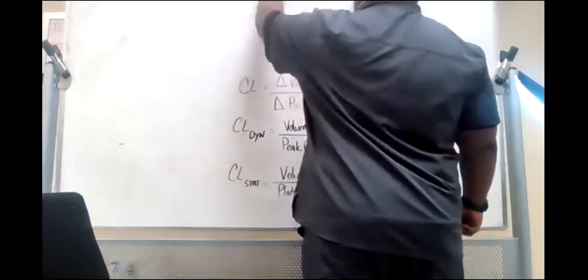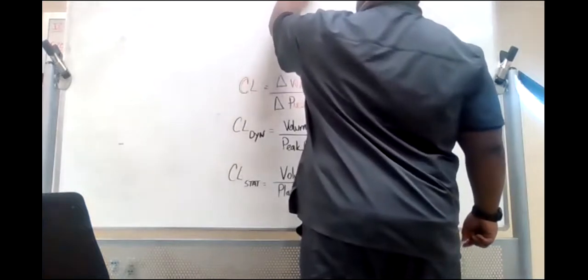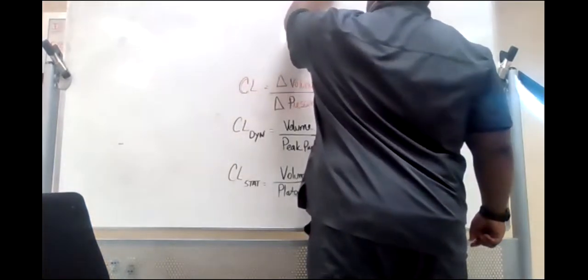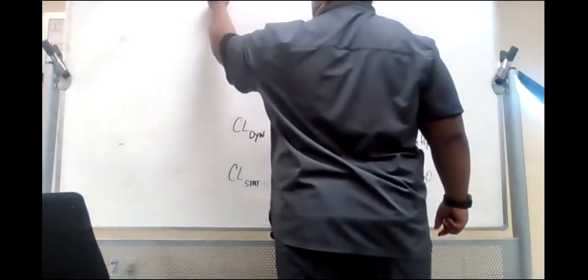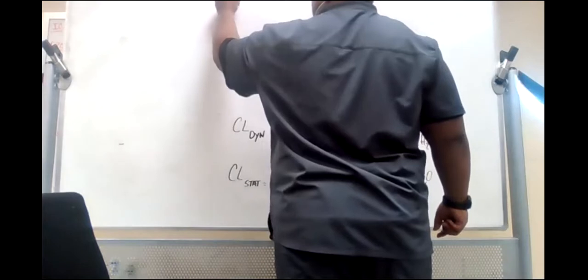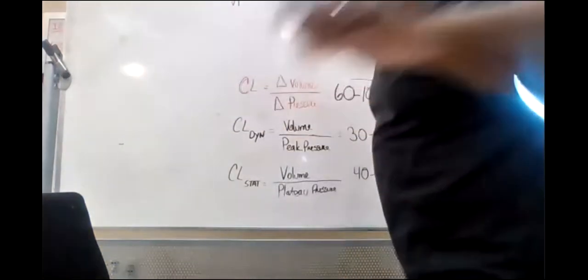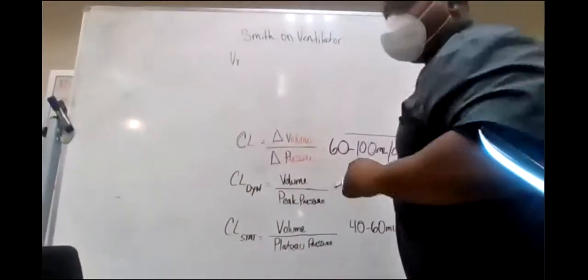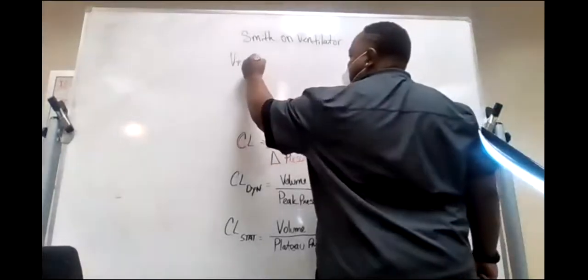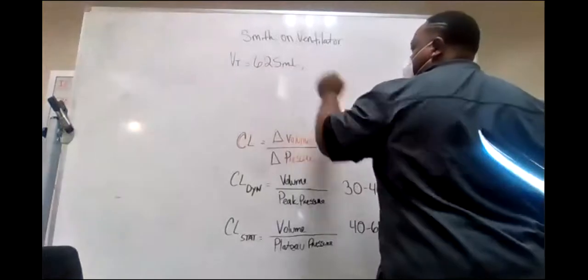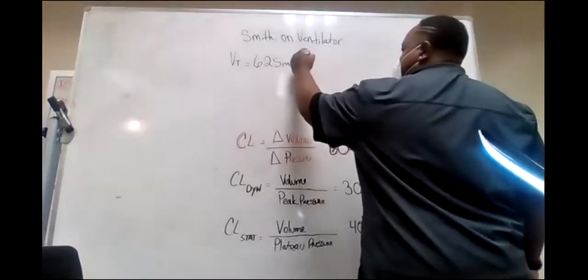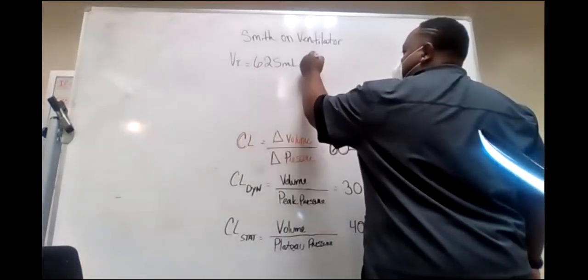So Mr. Johnson is on the ventilator, okay? Or let's just say Mr. Smith. He's on the vent. And these are my parameters. All right, his tidal volume that we're given is 625 mLs.